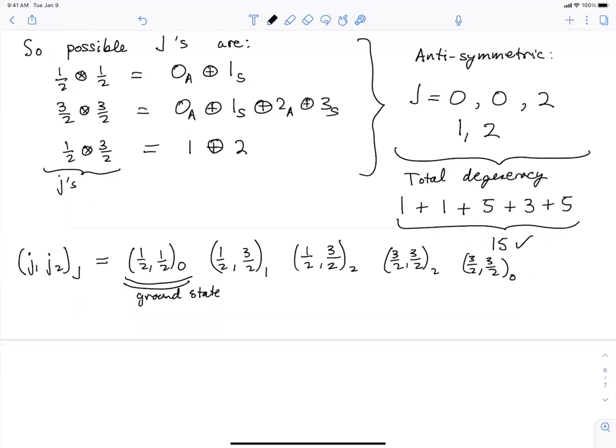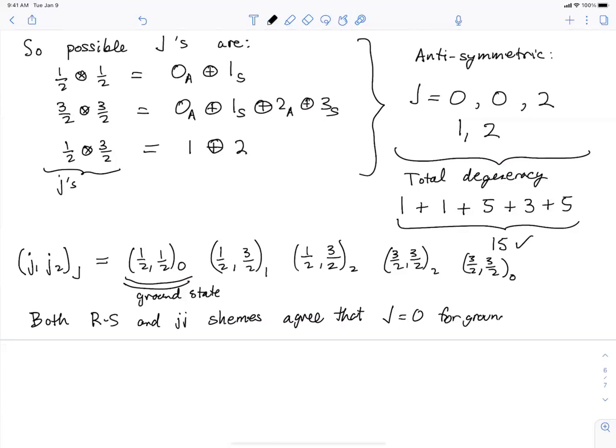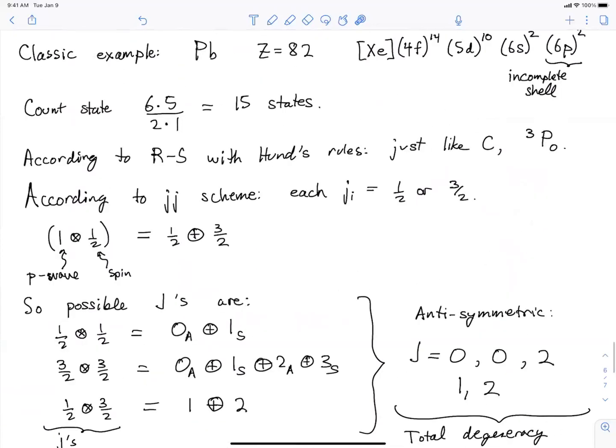Okay, so both the Russell-Saunders and JJ schemes agree that J equals 0 for the ground state. In other words, if you enumerate what you get from Hund's rules and apply Hund's rules, they agree on that much. Okay, and so just as a reminder, that's what we set up here. That was our Russell-Saunders prediction, just stolen from what we did for carbon, and indeed J was 0.